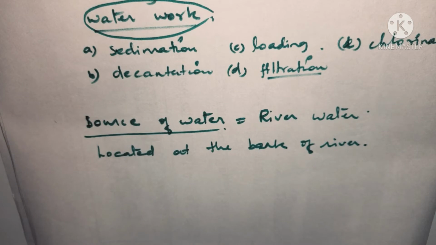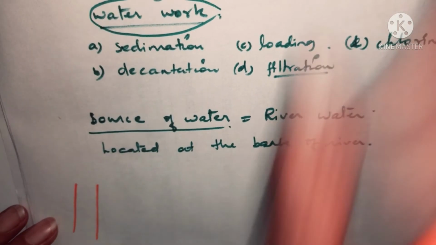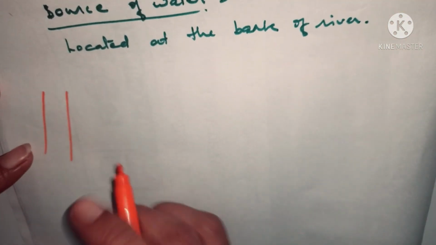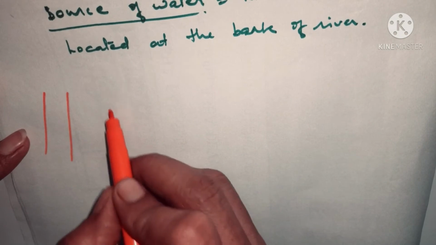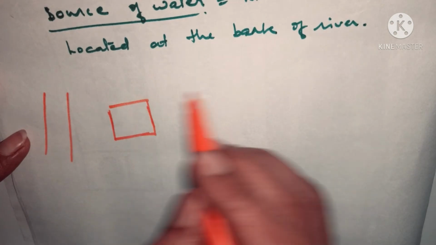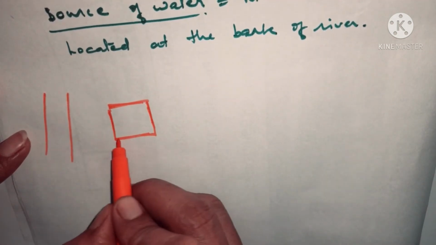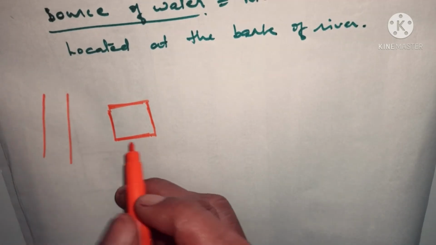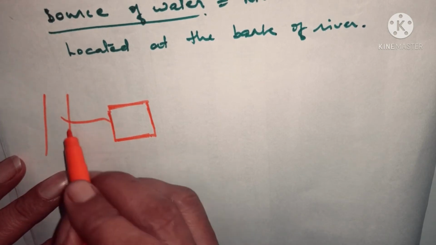Suppose you are having one river here, and from this river the water is taken out through pipes and goes to pumping stations. One pumping station is made nearby. We are talking about water works, the water related stations, which lie on the bank of the river only. So water is taken from here.